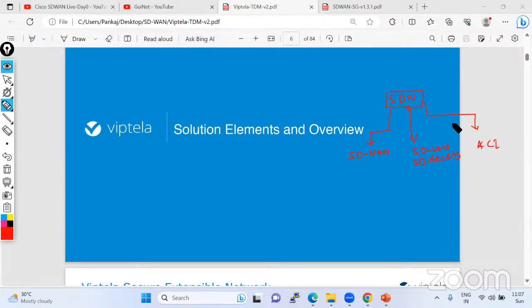So SDN, software defined networking, has three components. The first is SD-WAN. The second is SD-LAN, which is also known as SD-Access. And the third one is ACI.